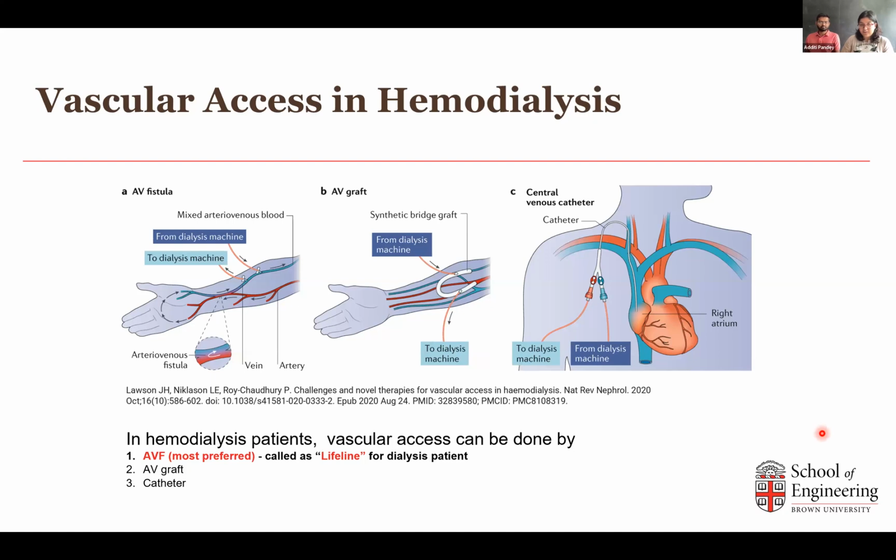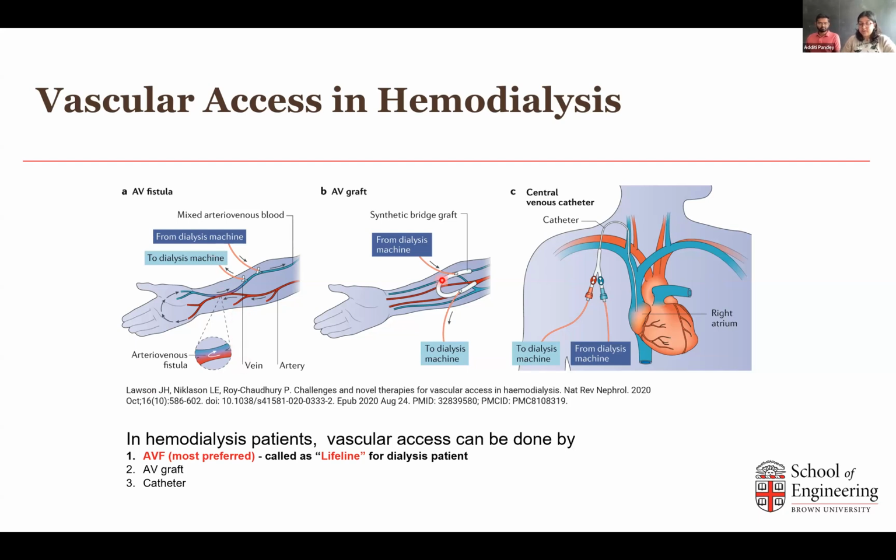So what is AVF about? Before we go on to that, we'll talk about the vascular access in hemodialysis. So there are 3 ways that vascular access is created. First is through AV fistula, which is touted as a lifeline for vascular access in hemodialysis patients because it has numerous advantages, such as lower infection rate and better blood flow. It is a surgically created connection between an artery and a vein before the start of the dialysis treatment.